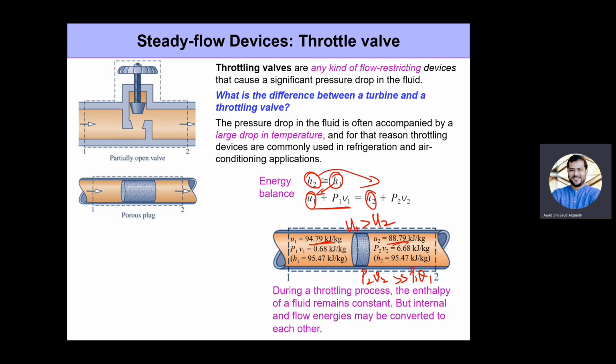They can be converted from one form to another. So here at the inlet, we have a relatively small flow energy. At the exit, we have relatively high flow energy, okay? But the internal energy is smaller. So you can have changes in internal energy, that is feasible.